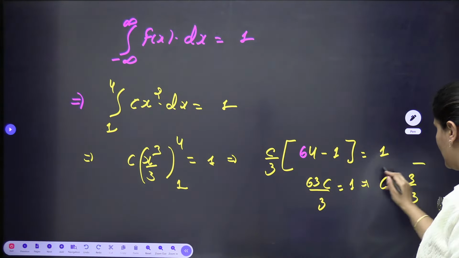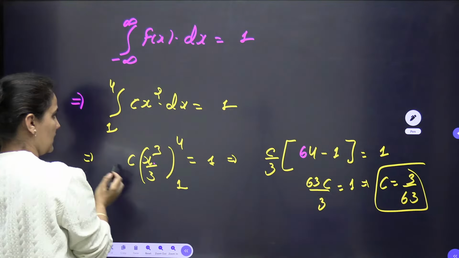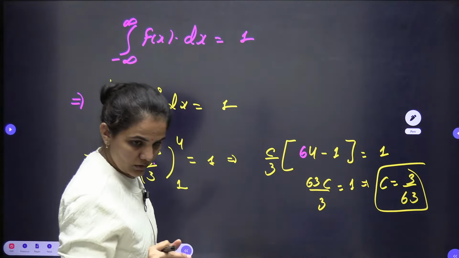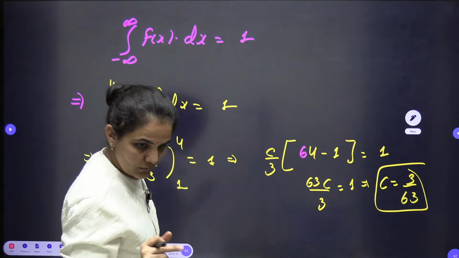So this will be C. I'm solving it. x cube, 1 by 3 we can take outside. The range is 1 to 4. So this is 4 cube, 4 into 4 into 4, 64 minus 1. So 63 by 3. So C is 3 by 63 I'm getting here.